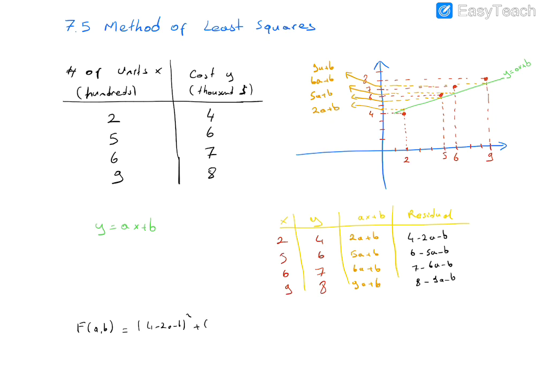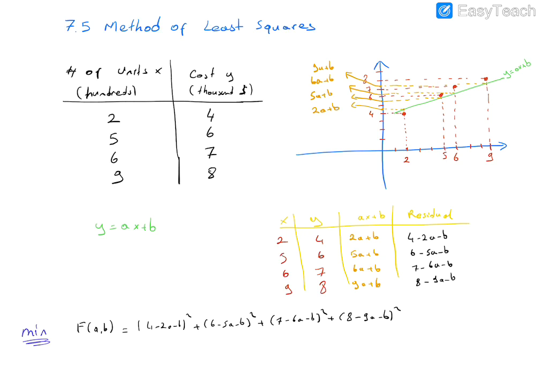Okay, and plus (6 − 5a − b)² plus (7 − 6a − b)² plus (8 − 9a − b)². So this is our least square function. Actually, generally we don't say least square function. This is our objective function. Our aim is to minimize this function.